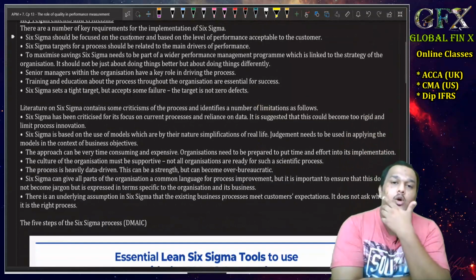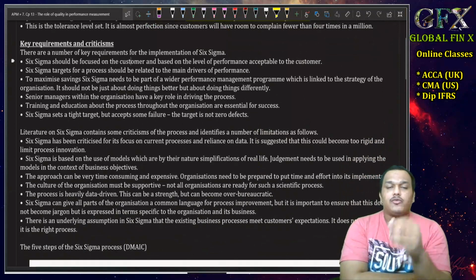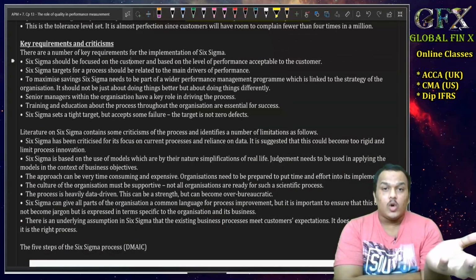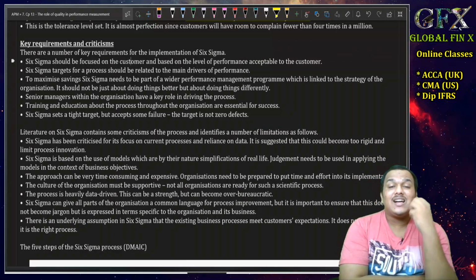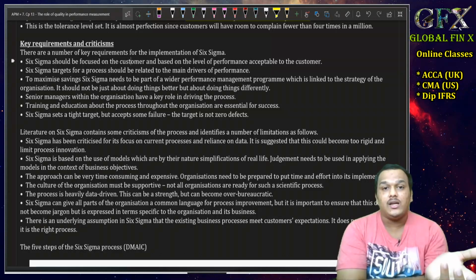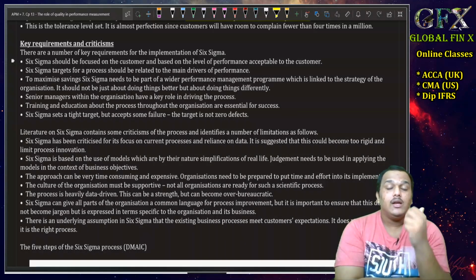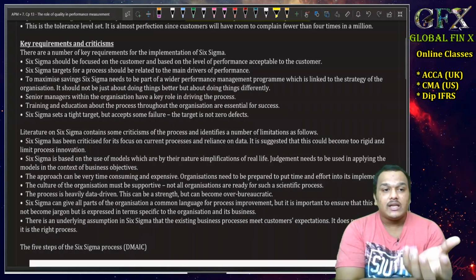Now, first of all, sir, how can I implement Six Sigma? In order to implement Six Sigma, you need some characteristics. First of all, you need to understand what the customer wants. Always start with being customer centric, meaning first identify the maximum time customers are willing to spend waiting, or the maximum cost that the customers are ready to pay. So first identify your customers' requirements.